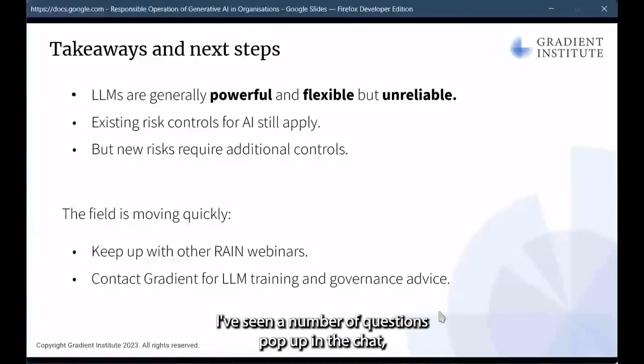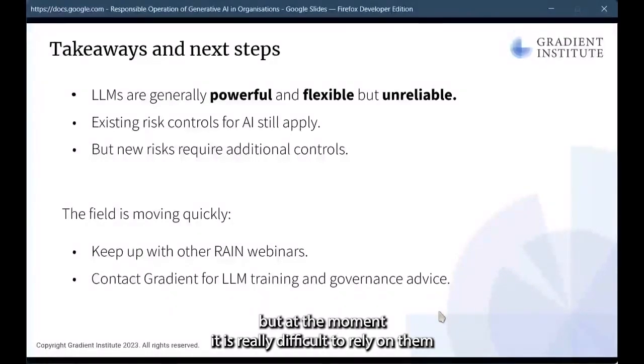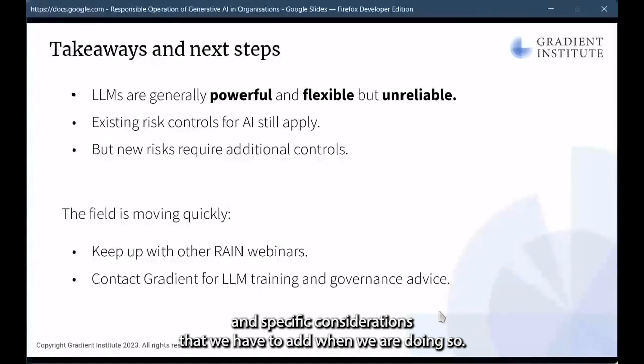I've seen a number of questions pop up in the chat, which we'd love to spend some time addressing. So I'm going to wrap up now, and then we'll jump into those questions. The takeaway here is that these models are flexible and powerful, but at the moment it is really difficult to rely on them in the same way that we might rely on a simpler software system. We can use our additional risk controls for AI, but there are new and specific considerations that we have to add when we are doing so.